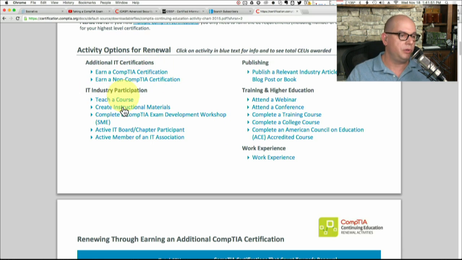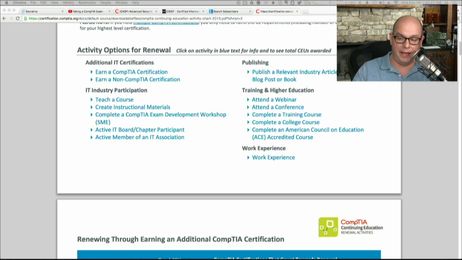Teach a course, create instructional materials, complete a CompTIA exam development workshop, be an active IT board or chapter participant, be an active member of an IT association, publish an article, white paper, blog post, or a book, attend a webinar, attend a conference, attend a training course, complete a college course, complete an American Council on Education accredited course, or work experience. So a lot of the things you may do normally are just part of what you do. It just gives you CE credits just by doing normal stuff. So works for me, being able to have that.